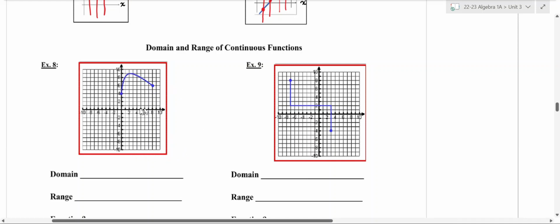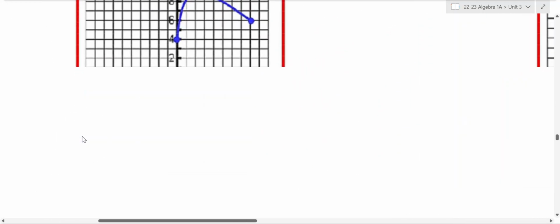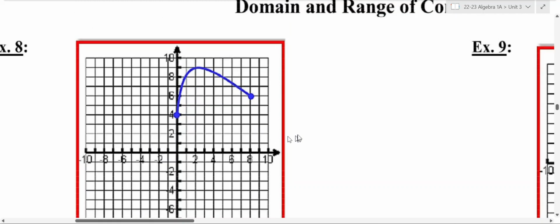This test is very useful for continuous functions. Continuous functions are the ones where it's not just dots, right? All the dots are connected.